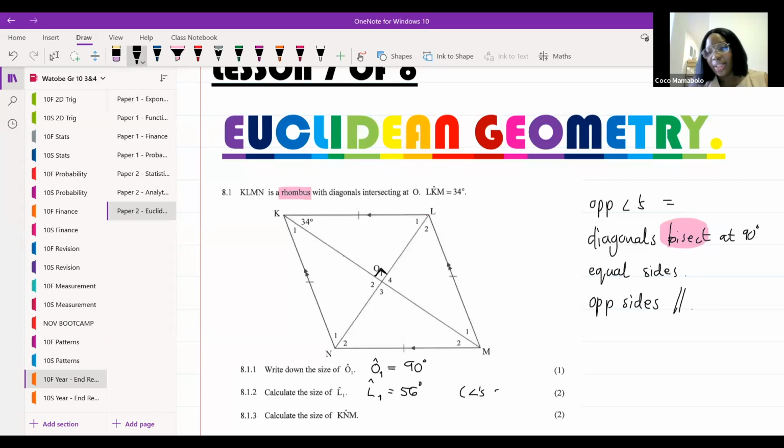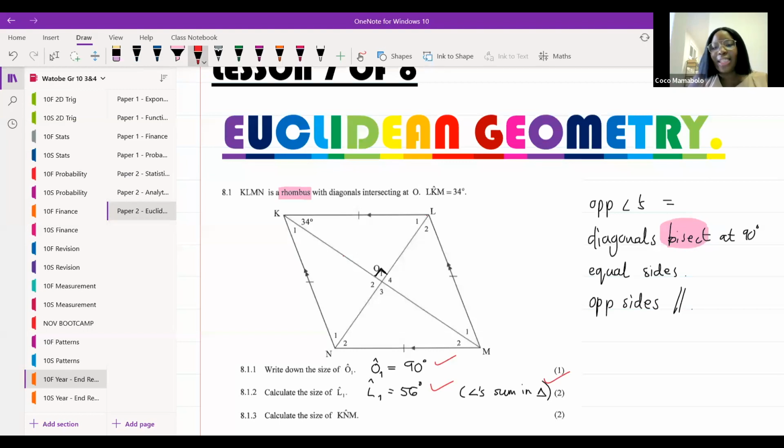We can say angles sum in triangle, however you write it: angles in a triangle, interior angles of a triangle add up to 180, whichever way you've been taught to write it, it's probably going to be correct. Okay, and those are your 2 marks there. There's 1 mark, there's the other mark.